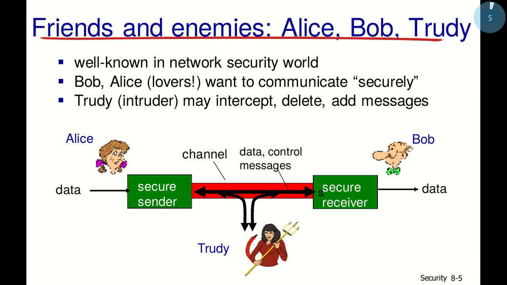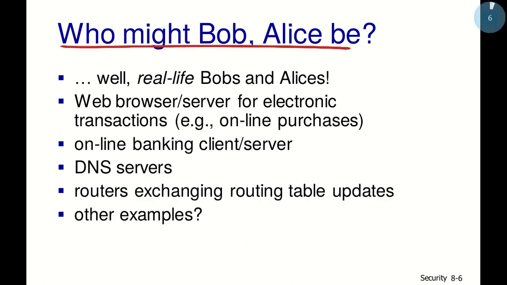Okay, now in the security world, there is a well-known model that is used to illustrate security. First of all, we have Alice and Bob. Let's say they are lovers who want to communicate securely. And then there is a third person, let's say we can call it Trudy, or in some other models it is called Eve, the eavesdropper. This Trudy may intercept, delete, or add or insert something into the message.